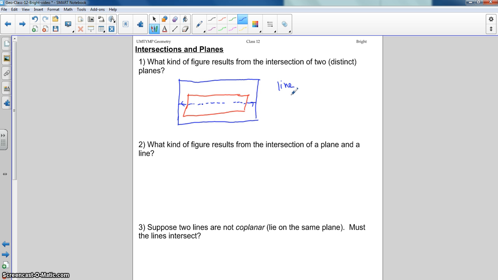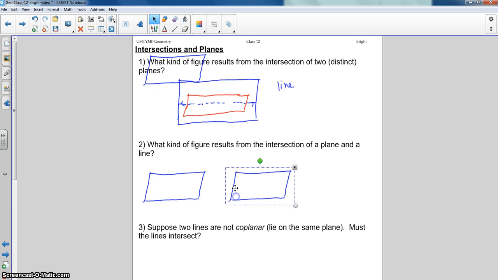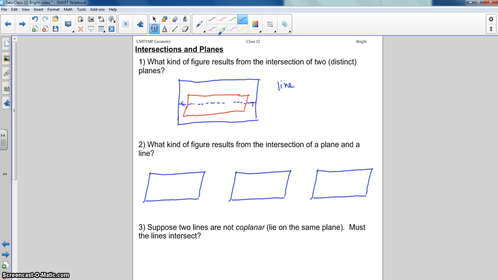Okay. Second question is, what figure results from the intersection of a plane and a line? So if I start with a plane, and then possibly make a line with it. Now here we actually have several different cases, so let me move this just a little bit, and I'm going to make a few copies of this. Okay, so here's my plane in each case. I think there's going to be three cases.